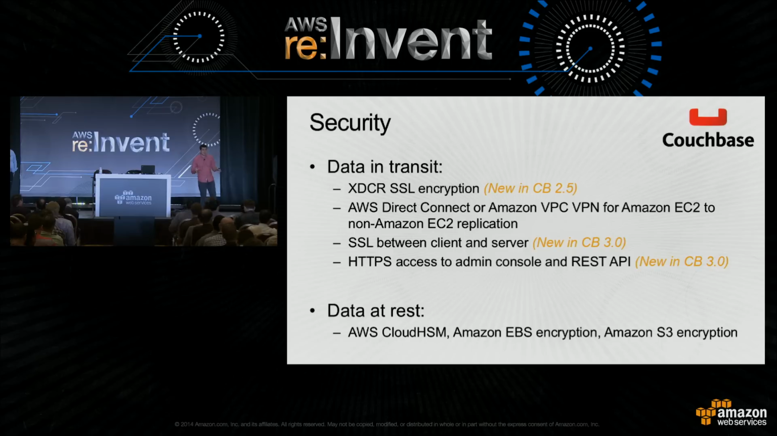Also, if you're really, really concerned about privacy, you can leverage tools like Direct Connect for a private line between your on-premises facility that you may be replicating to. So that's a good thing. And then we also have the VPC VPN that allows you to have a really easy-to-use IPsec tunnel through the VGW of your VPC. You can leverage that, again, for replication. All the management interfaces in Couchbase 3.0 are now available over HTTPS, so access to the management and monitoring interfaces is also SSL encrypted now.